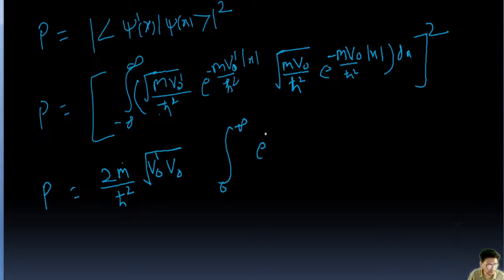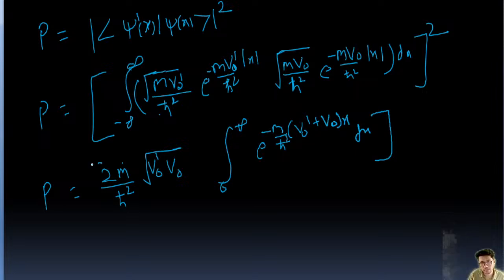So it is going to be e to the power minus m upon h cut square, v naught dash plus v naught x, right, dx whole square, okay. So we'll solve it further. So this is just an integration. You need to integrate it, okay.